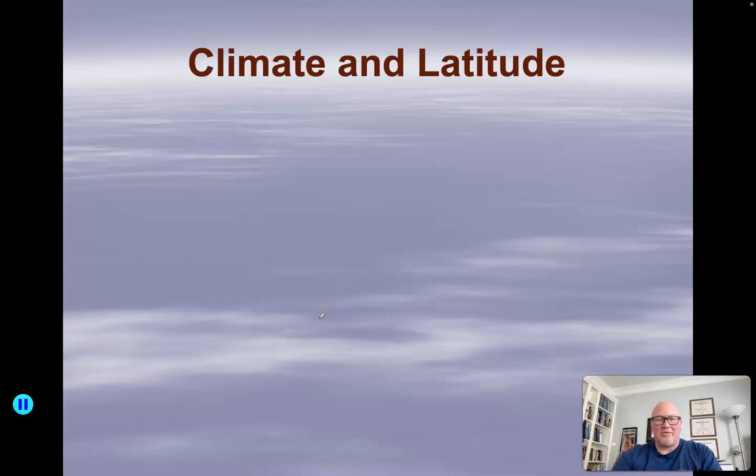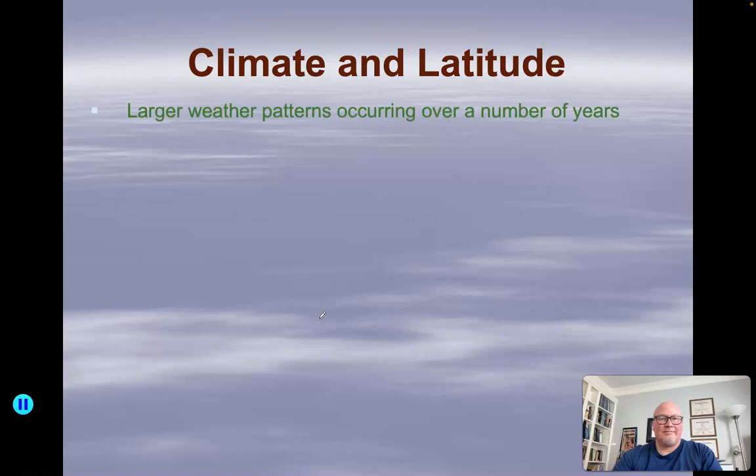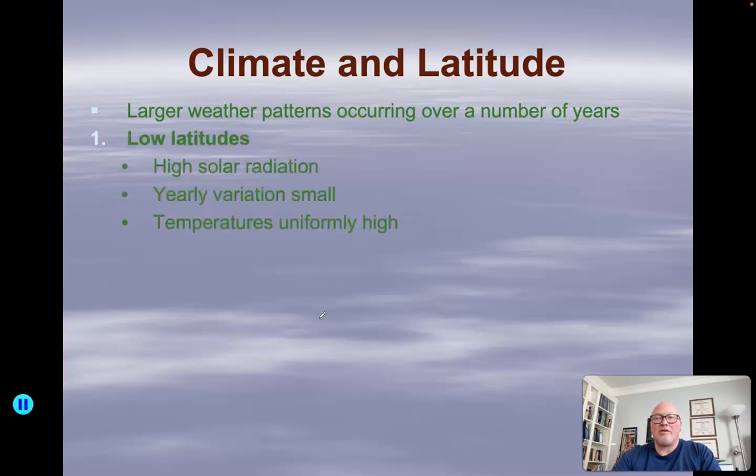Climate and latitude. So I've already said that climate itself is usually what we're looking at when we're looking at weather patterns that have existed in a particular place over the course of some 30-odd years. So when we think about large weather patterns over a large number of years, now we're talking about climate. Typically lower latitudes have high solar radiation. They have very small yearly variation. In other words, the temperature doesn't change.